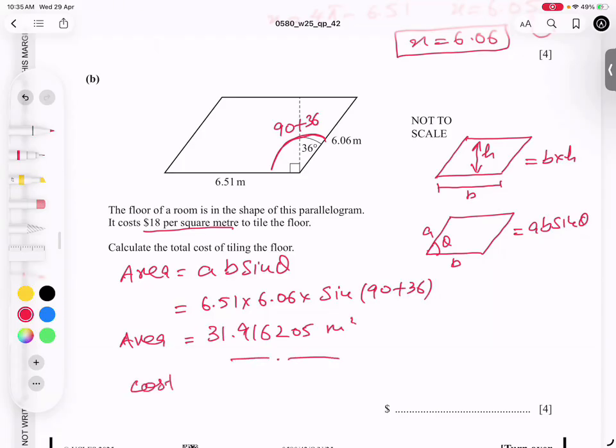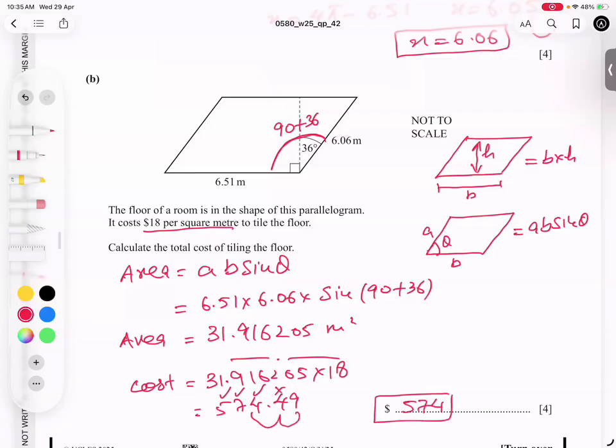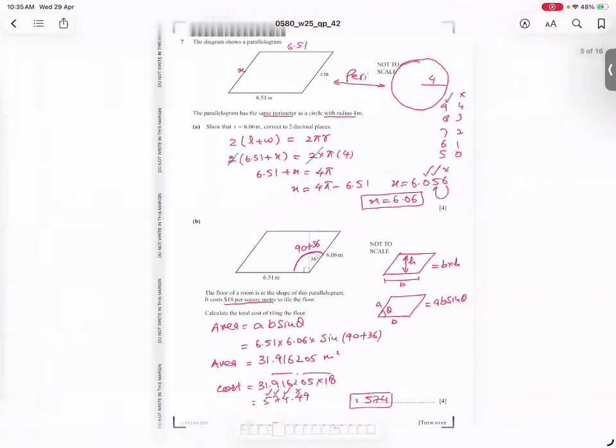So it means simply multiply. So the total cost is simple. The same money amount, 31.916205 times 18. And when I multiply by 18, students, the answer is 574.49. But we have a three significant figure criteria. We will not add in this option. So the answer turns out to be $574. Some students first round this and then round again, which is wrong. We should not do it that way. I hope the point is clear.